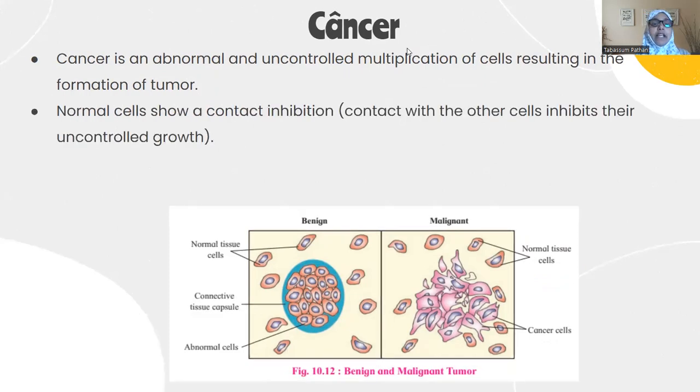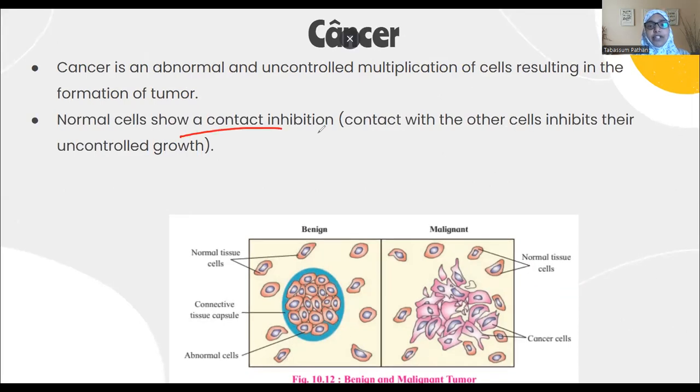Another property is that normal cells show contact inhibition, whereas cancer cells do not show contact inhibition. Means what? Cancer cells have this property of spreading very easily from one place to another. Whereas normal cells, if they are growing, will grow in one place only. Contact with the other cells inhibits their uncontrolled growth. Normally, if a growth is happening in the body, the cells will multiply, divide, and remain attached to one another, which will prevent their uncontrolled growth and spreading.